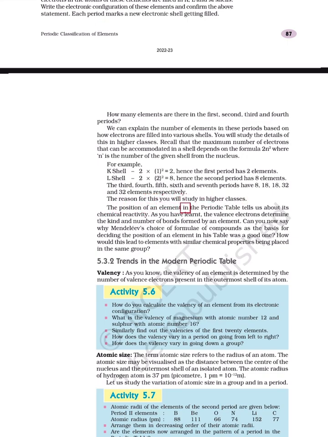The position of an element in the periodic table tells us about its chemical reactivity. As you have learned, the valence electrons determine the kind and number of bonds formed by an element. Can you now say why Mendeleev's choice of formulae of compounds as the basis for deciding the position of an element in his table was a good one?